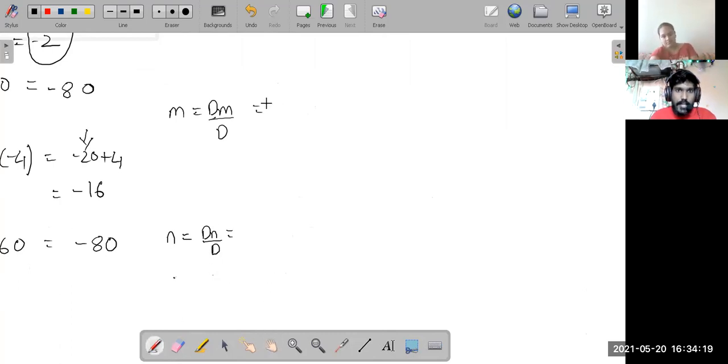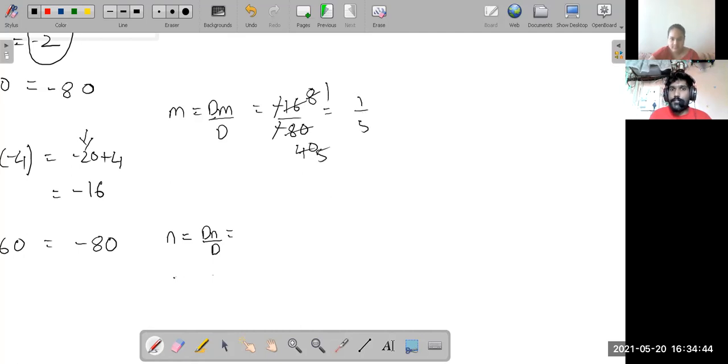So this would become minus 16 upon minus 80. Cancel the negative sign. So you have 16 upon 80. And I think this is 1 upon 5, 16 5s are 80. Or you can do it slowly also. 2 8s are 16, 2 4s are 8, and 2 zeros are 0. So 8 1s are 8, 8 5s are 40. So you have 1 upon 5. So m is equal to 1 upon 5.